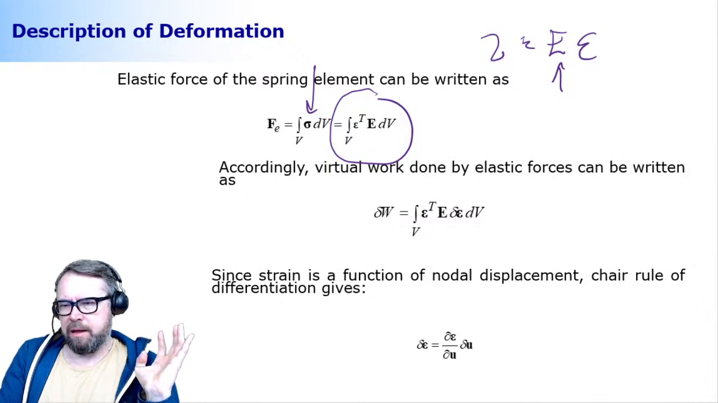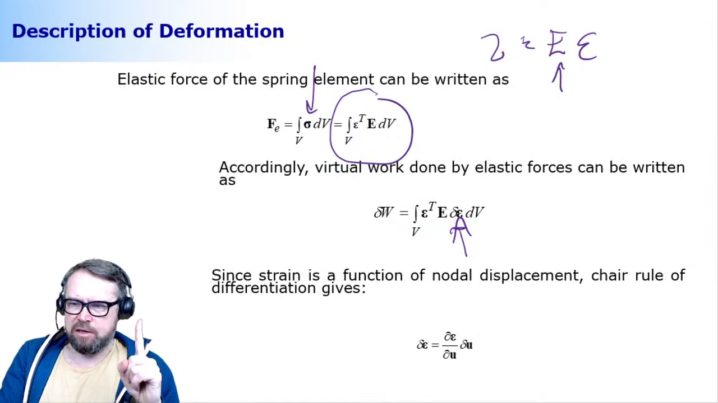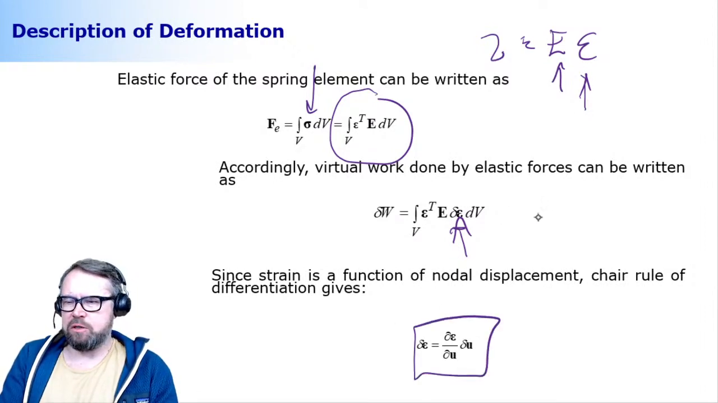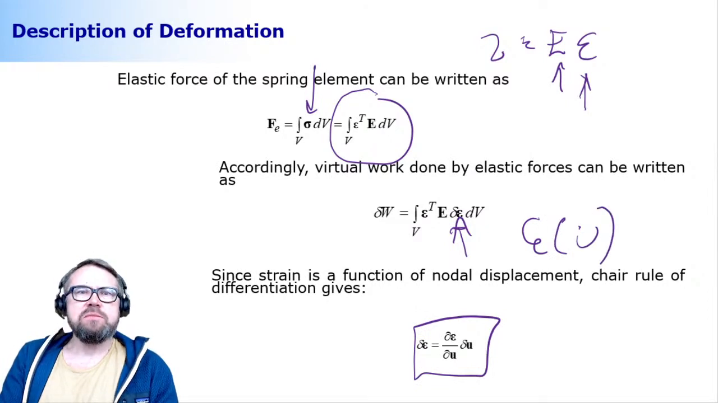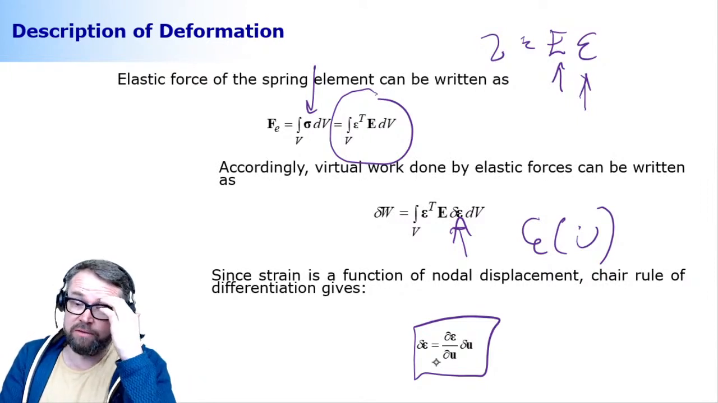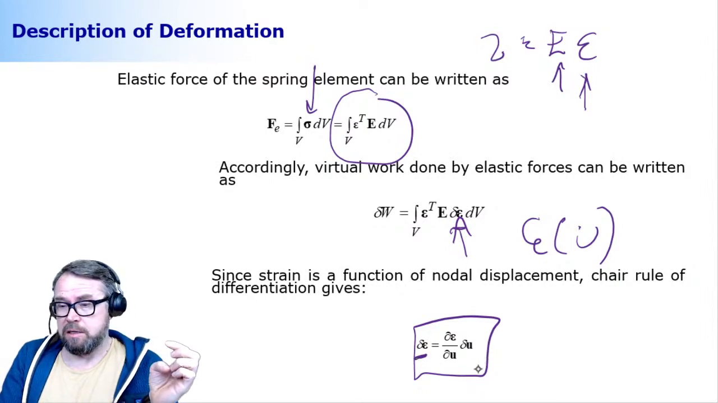Now, virtual work done by elastic forces. Well, that can be obtained by introducing the virtual displacement. The virtual displacement this time is going to be strain here. Virtual strain. All right. I know that this virtual strain is a function of displacement, like shown here. This allows me to use the chain rule of differentiation. And when using the chain rule of differentiation, I can create the relation between delta strain and delta displacement.